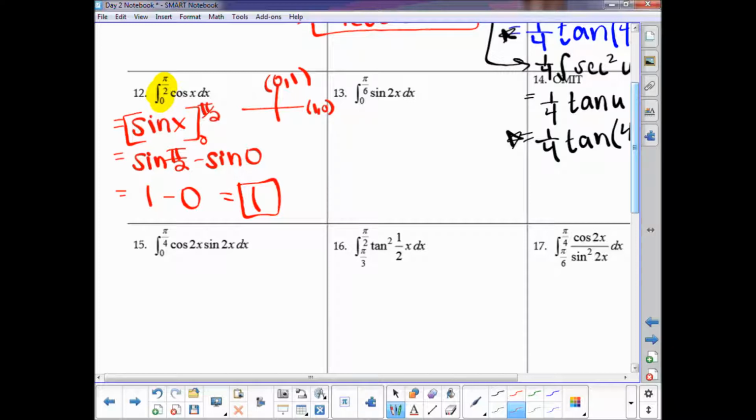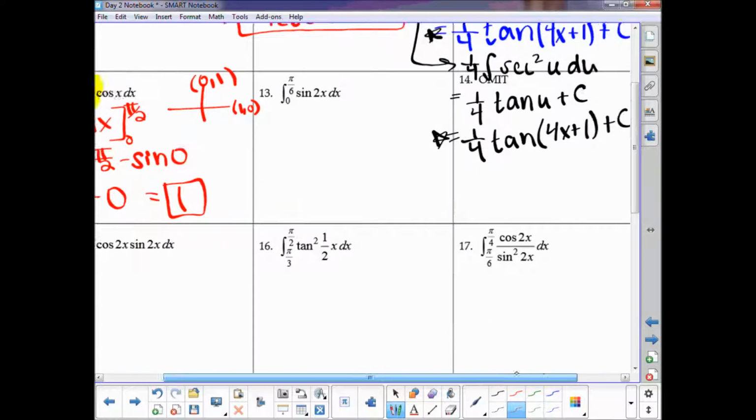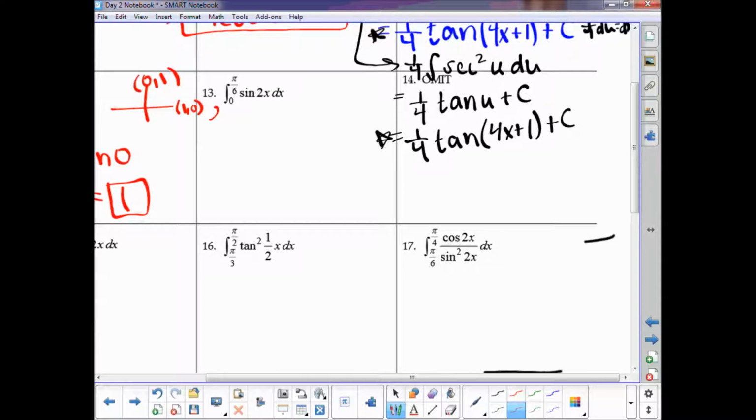Alright, so let's take a look at number 13. Now you should have extra space off to the side if need be. Notice we do have something more than just x inside, so if you need to do that u sub, go ahead and do so. I'm going to do it up here. Let u equal 2x, because that's my entire argument there. du would be 2 dx. I see dx is represented, but no 2, so I'm going to divide out that 2, so I have 1/2 du equals dx.